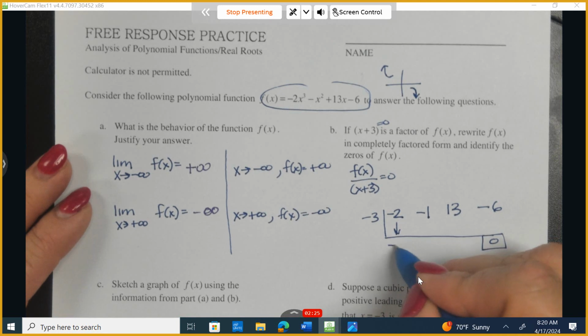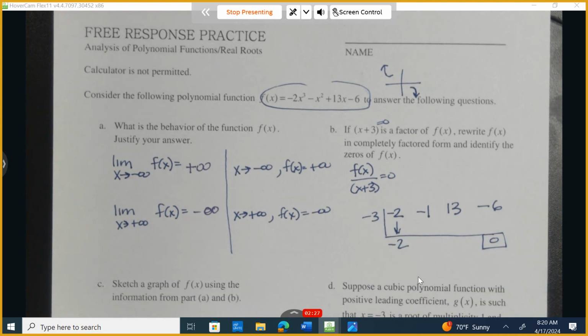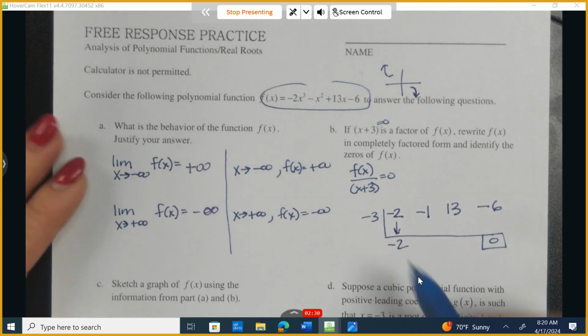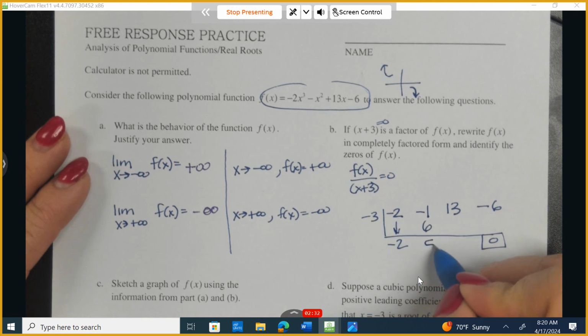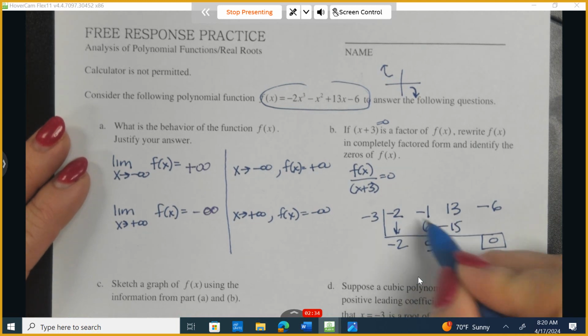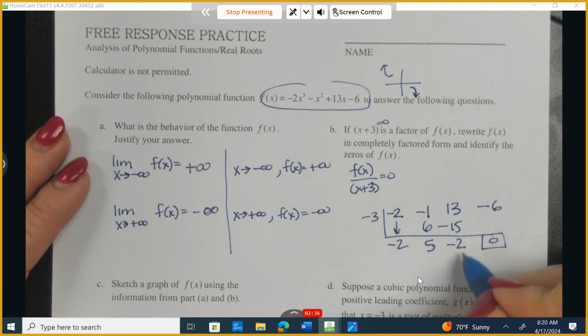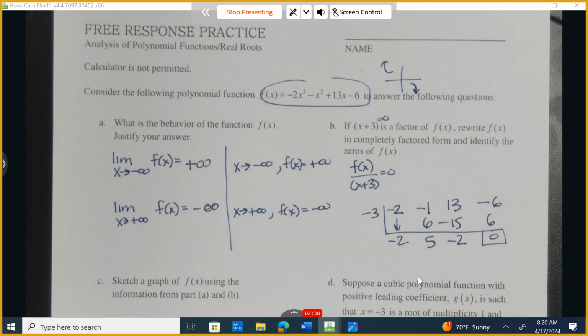We're going to drop down, and then I'm going to follow the same method. Multiply, add, and so on. Multiply to get 6, add to get 5. Multiply to get negative 15, add straight down to get negative 2. Multiply to get 6, and it does equal 0. So I just proved, in fact, that it is a factor.